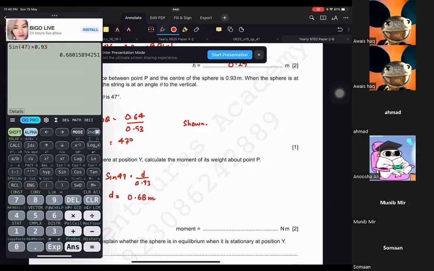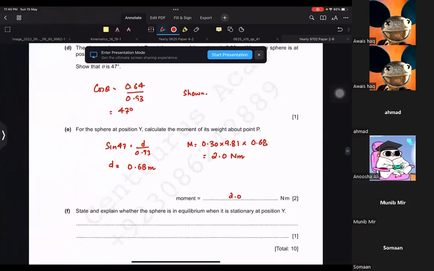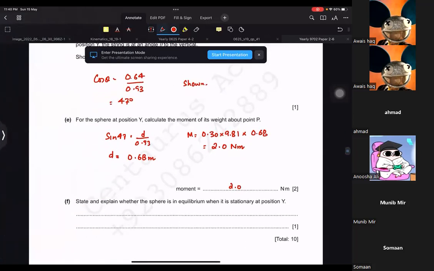0.68 meters. Now, moment equals weight, which is 0.30 times 9.81, force times perpendicular distance. Okay. So 0.30 times 9.81. So that would be 2.0 Newton meters. Right. If you have a question, please do let me know.